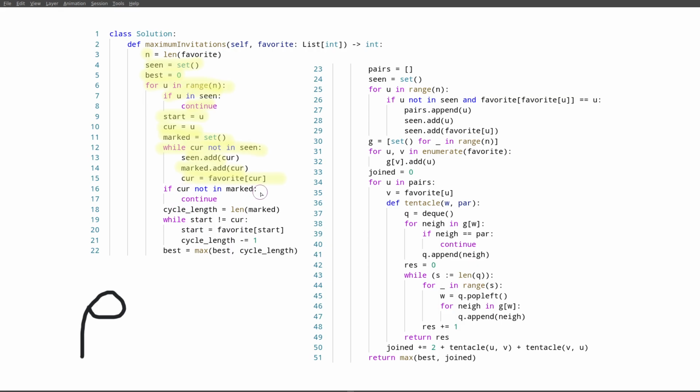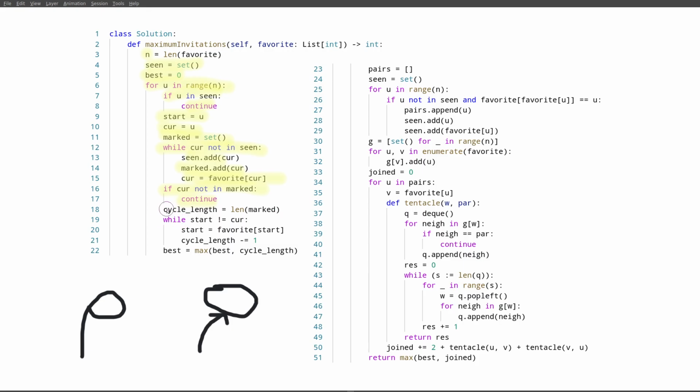Now, of course, if at the end we have reached a node that we've seen, and that node is not one of the nodes marked only during this run, this means that we actually have not reached a new cycle, there is some other cycle, and we have just hit into it, but we've already calculated it, so we don't want to do anything in that case, so we just continue. Otherwise, let's calculate the length of that cycle.